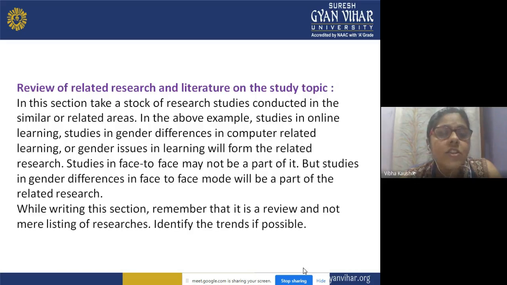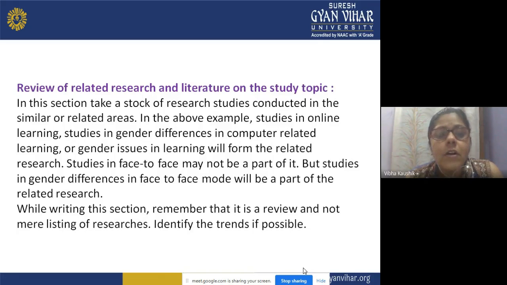Now, next one is review of related literature and literature on the study topic. It means you have to read all the researches which have been previously done on the same topic. For example, if I say that I will do my action research on motivation and achievement, then I have to go through all the researches which have been done by different researchers on the same topic, or a topic related to my action research. In this section, take stock of research studies conducted in the similar or related area.